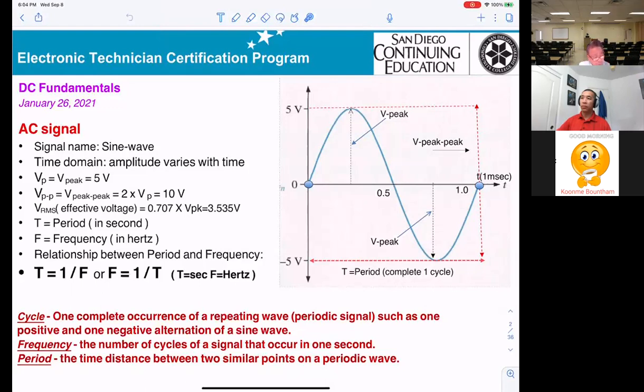You can say frequency F, the unit will be in hertz, kilohertz, megahertz, okay? And the relation between the period and the frequency, you use the formula T equals 1 over F or F equals 1 over T. That means if you get the period, then you're able to calculate the frequency.